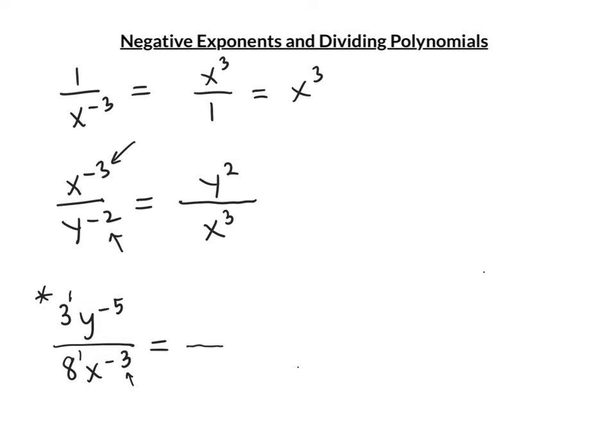In other words, the 3 and the 8 will not move positions. The y to the negative fifth will. It will become y to the fifth. That's a positive power below. And the x to the negative third will become x to the third above. 3x to the third over 8y to the fifth, then, is the simplified answer. Usually we eliminate those negatives and have positive exponents in our answers.